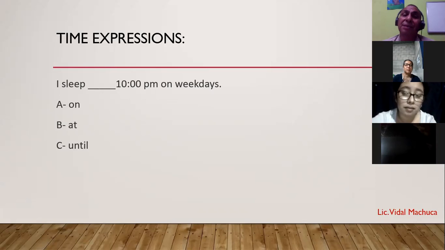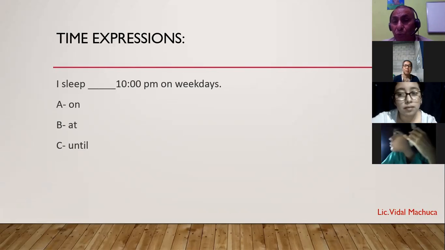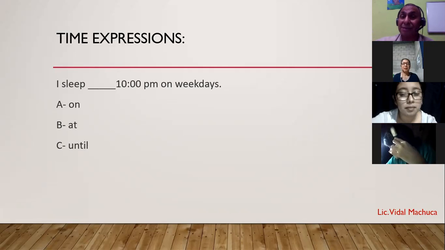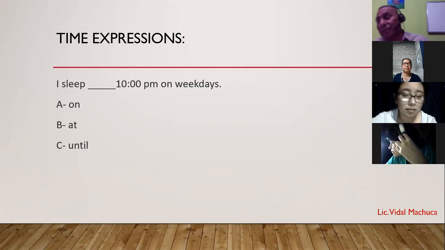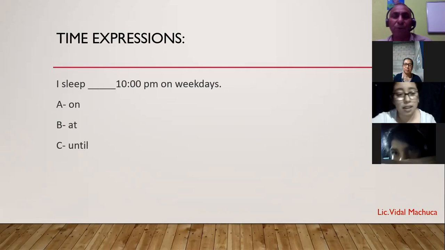On Wednesday. Yes. No puede decir I sleep on, ¿verdad? Porque sería on, sería sobre las 10. No puede decir until. No puede decir at 10 p.m. on Wednesday. At quiere decir especialmente a esa hora. Pero no es que duerme a esa hora especialmente, sino que duerme desde las 10 de la noche hasta las 10. Hasta, ¿yeah? Hasta las 10 p.m. ¿yeah? On Wednesday. Por ejemplo, se acuesta a las 5 de la tarde y dice, oh, I sleep hasta las 10 de la noche on Wednesday.